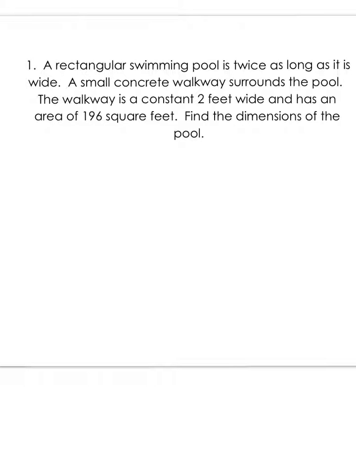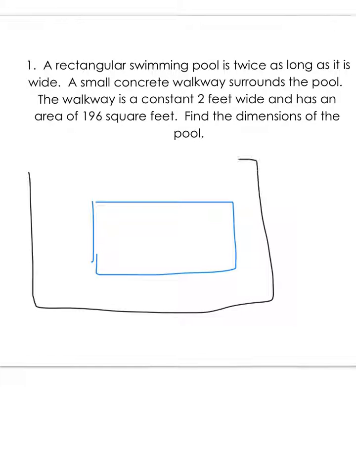I'm going to start by drawing a diagram here. So I'm going to draw my pool, and I know it's rectangular. I'm going to draw my walkway surrounding that. And then I don't know the dimensions of the pool quite yet, but I know what I could call those.